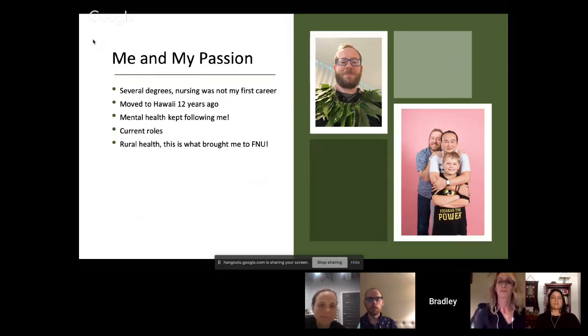So here's me. I am president of the state nursing organization here in Hawaii. That's a lei that I was given at our last conference. This is my family. As I mentioned before, I have several degrees. Moved to Hawaii 12 years ago. Mental health just kept on following me. I already talked about my current roles, but the reason why I wanted to be part of FNU's program is really because I felt like I could learn a thing or two about rural healthcare. The reality is that Hawaii is definitely a rural state.